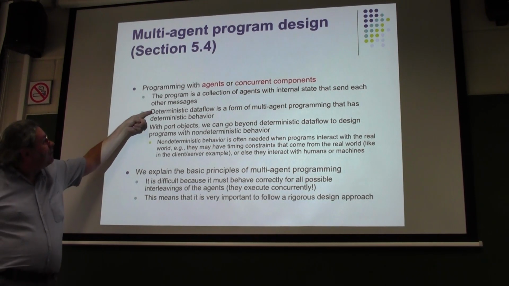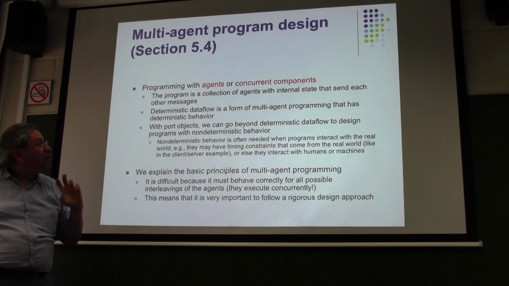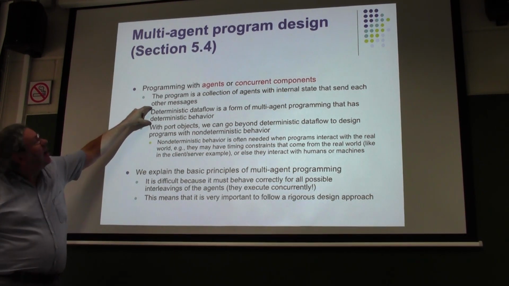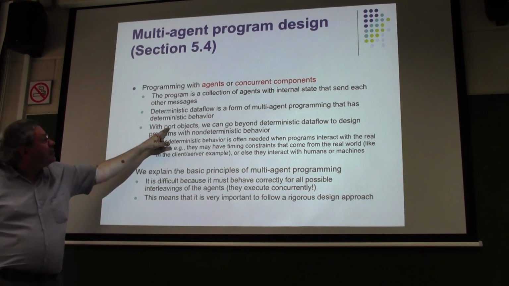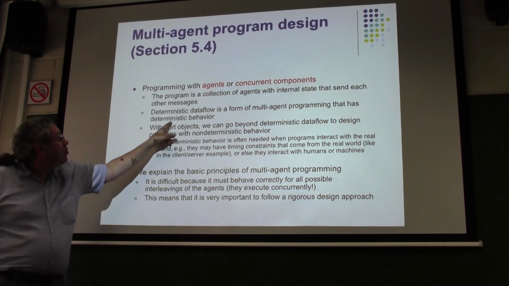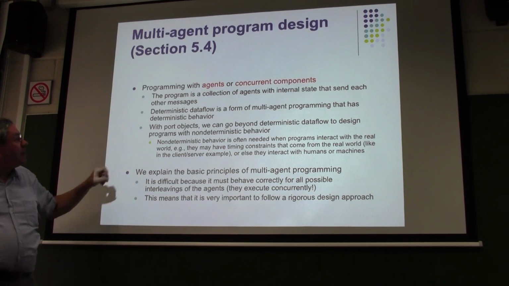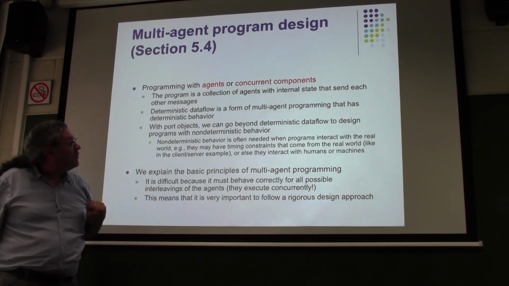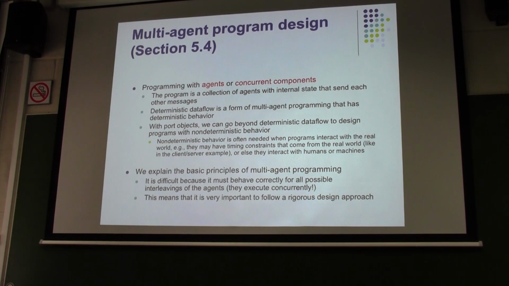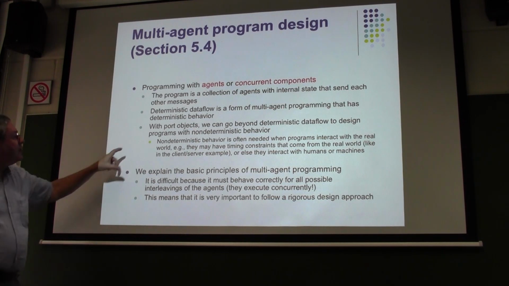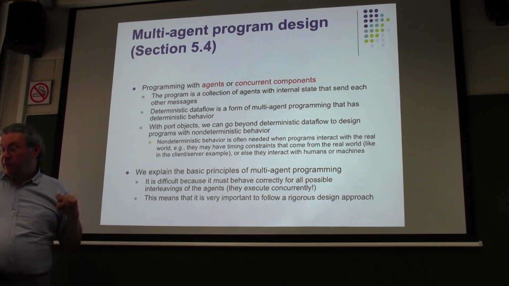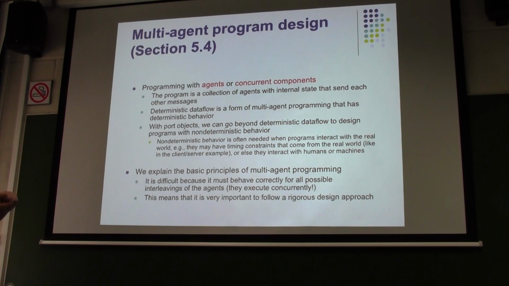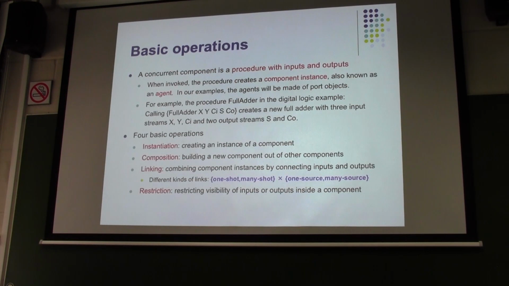Now, deterministic data flow is a kind of multi-agent, but a limited kind, only with deterministic behavior. With port objects, or active objects, which is port objects with a class, we can have programs that have non-deterministic behavior. Okay? And so I'm going to show you a big example of this, but for today, I will just give you a simple introduction to that.